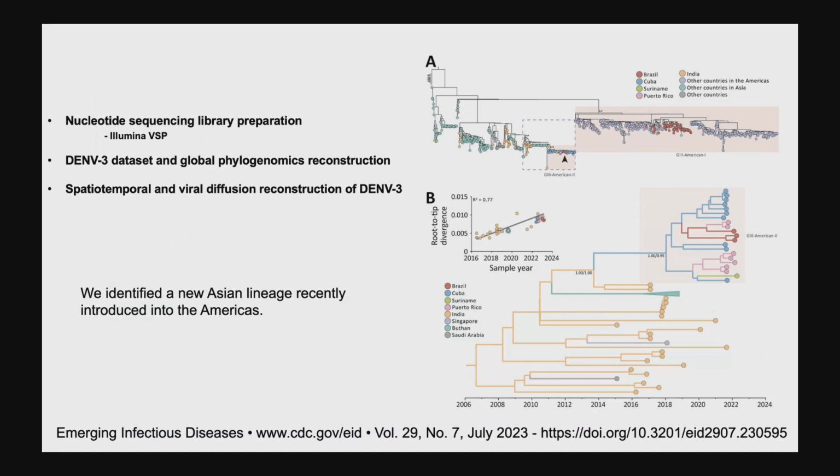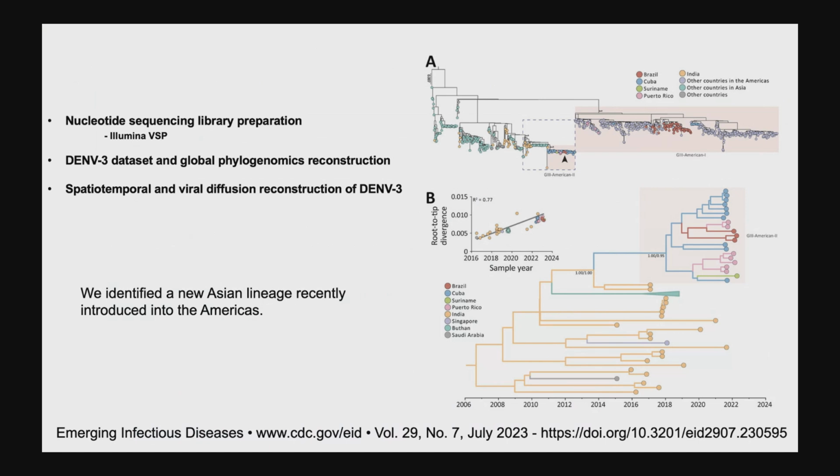With this result, we could see that we found a new clade among genotype 3 of dengue serotype 3, and using a phylogeographic approach, we could show that it is a new lineage derived from Asia, but detected as a new lineage in Brazil, and not only in Brazil, also in the Americas. We called it dengue 3 genotype 3 American 2 clade.